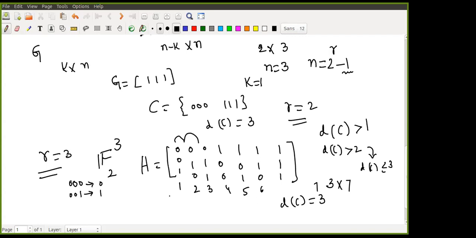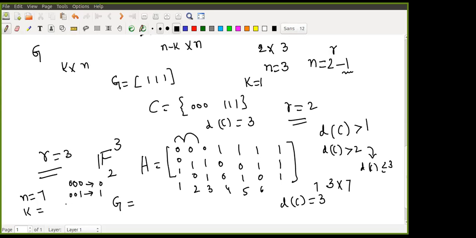Are you able to tell now what is the size of G? Can somebody tell me? First tell me, what is n here? 7, right? n is equal to 7. What is k here?